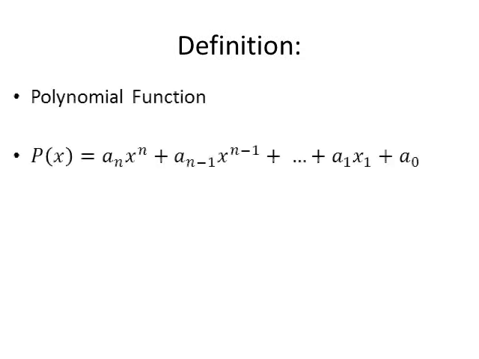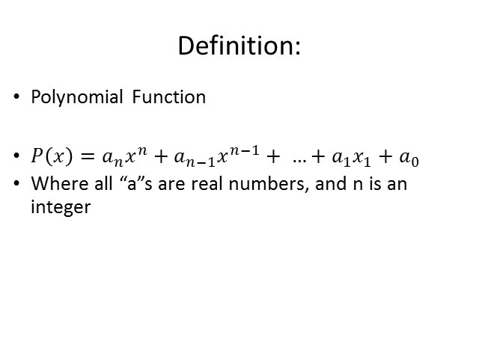A polynomial function looks like this. We have p of x, which tells us the function of variable x, equals a sub n times x to the nth power, plus a sub n minus 1 times x to the n minus 1 power, plus dot dot dot, plus a sub 1 times x plus a sub 0. Now that's a really complicated thing. But what this means is that all the a's are simply coefficients. They're 5, 4, 3, negative 2, something like that. They might not be integers, but they'll be real numbers. And the exponents are integers.